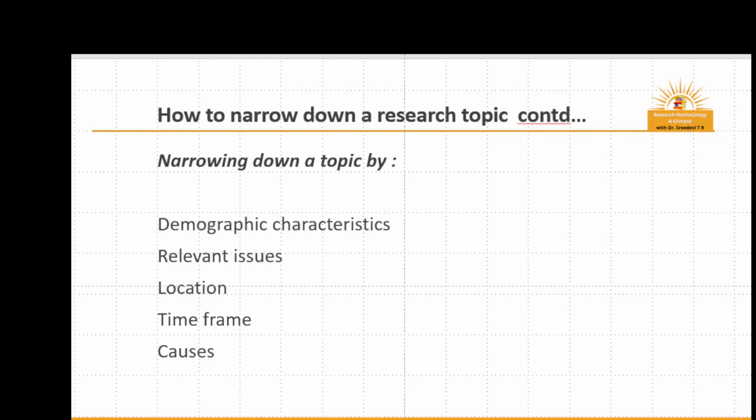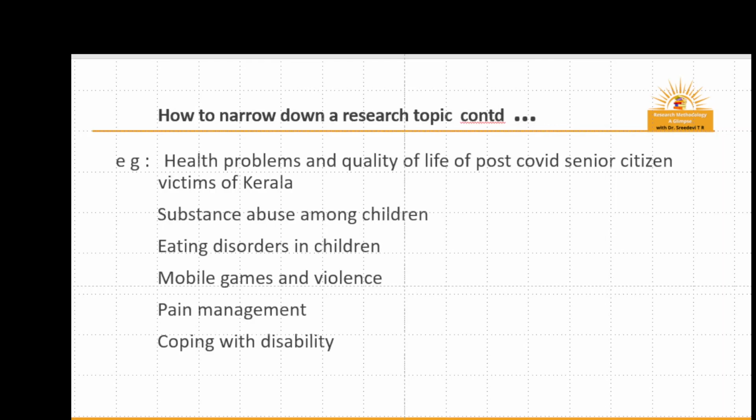So what about the lower age group and upper age group? Like that, some limitations can be made. By relevant issues, try to identify key issues related to the topic, location, time frame, whether it is within 1 month, after 6 months, or for a year. By causes. Some examples are health problems and quality of life of post-COVID senior citizen victims of Kerala.